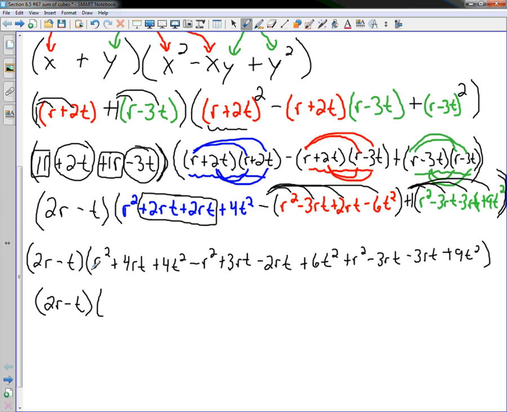And let's go ahead and look at the second one. So we have an r squared, the r squared, minus r squared, plus r squared. So these are the three like terms. So 1r squared minus r squared plus r squared is just going to leave me with an r squared.